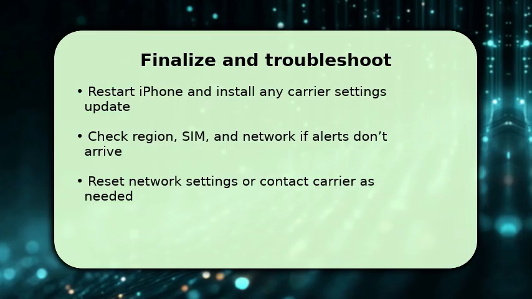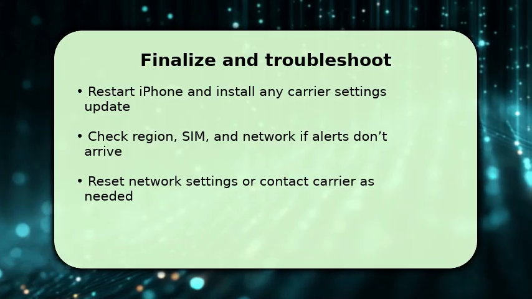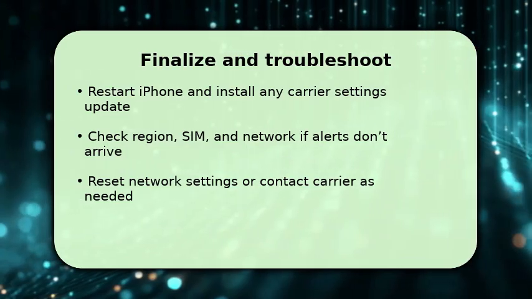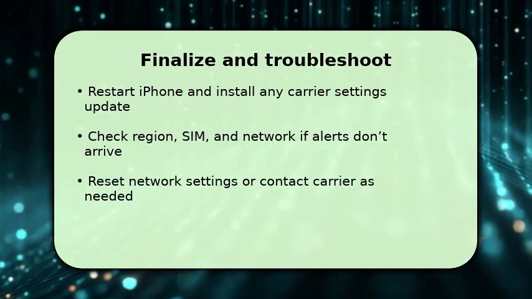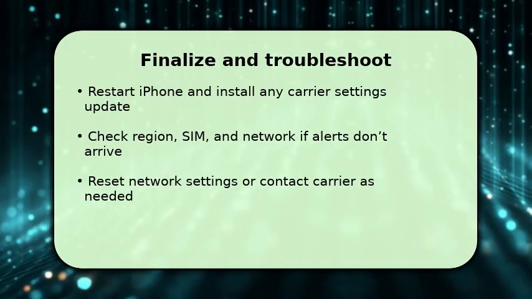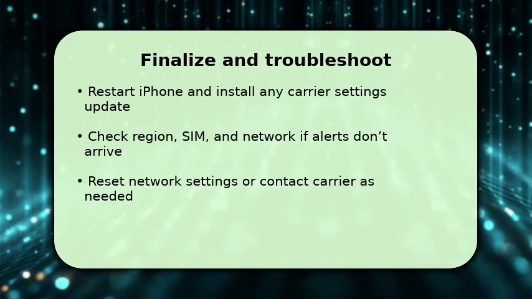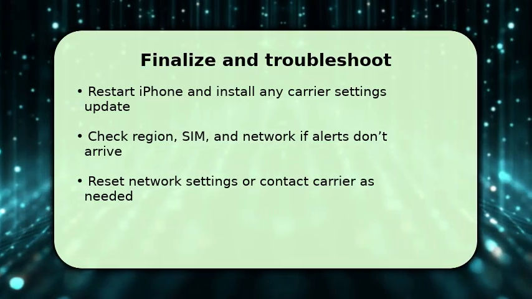If you still don't receive alerts, make sure your region is correct in settings and the SIM is seated and registered on the network. As a key troubleshooting tip, reset network settings to refresh cell provisioning. This fixes most delivery issues without erasing photos. If problems persist, contact your carrier and confirm they support government alerts in your area.